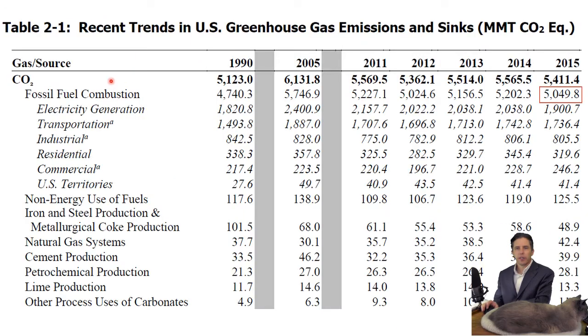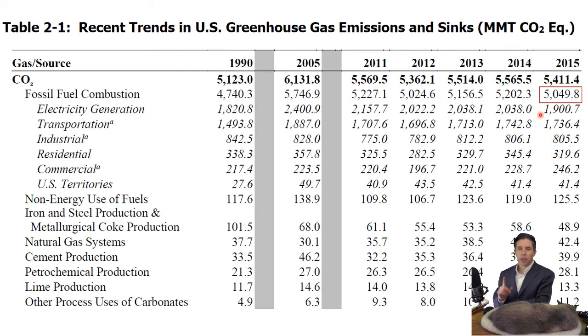So in this table, we are breaking down the CO2 further. So we said that this number right here, this 5,050 million megatons of CO2, was produced in 2015 in the United States for burning fossil fuels. Okay, that's that number. We can break that down further. Of that 5,050 million megatons, 1,900 was for generating electricity. 1,736 was for transportation. 805 was for industrial. 319 was for residential.